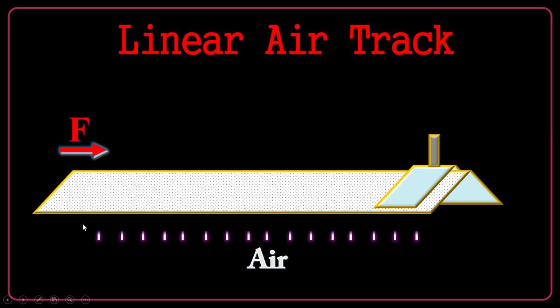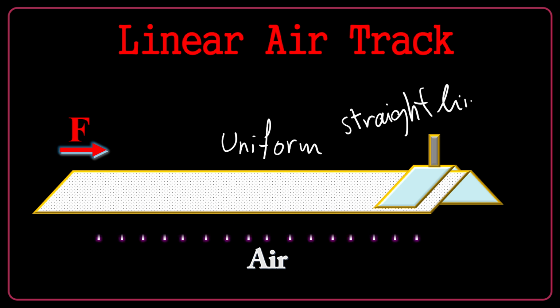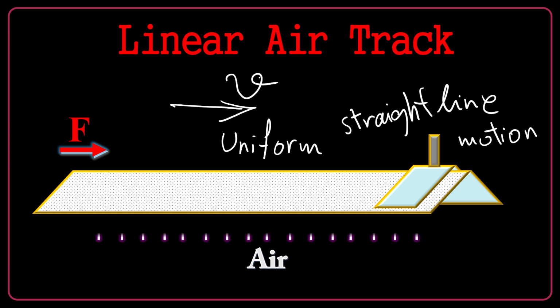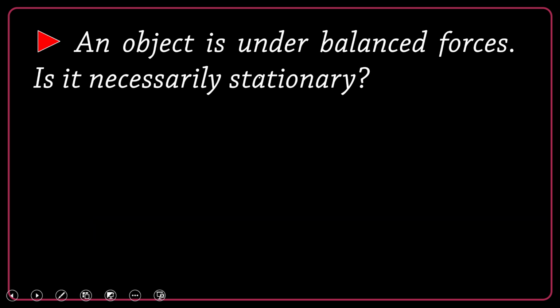But this type of motion is not an accelerated motion. It's going to be a uniform straight line motion. What do I mean by uniform straight line? The velocity of the object will be constant. Same direction always and same magnitude. Okay. An object is under balanced forces.